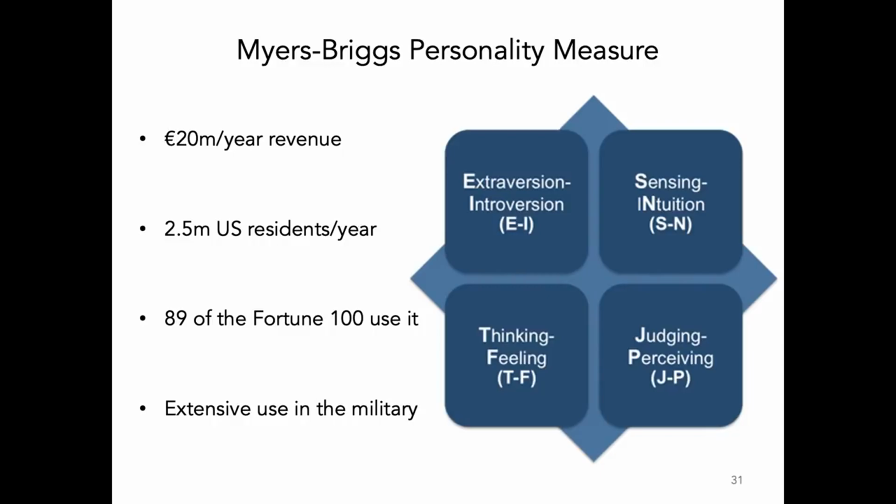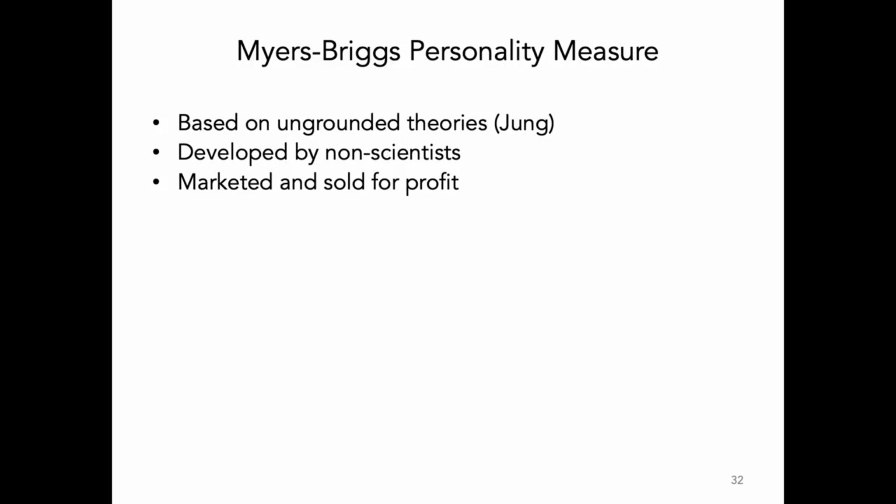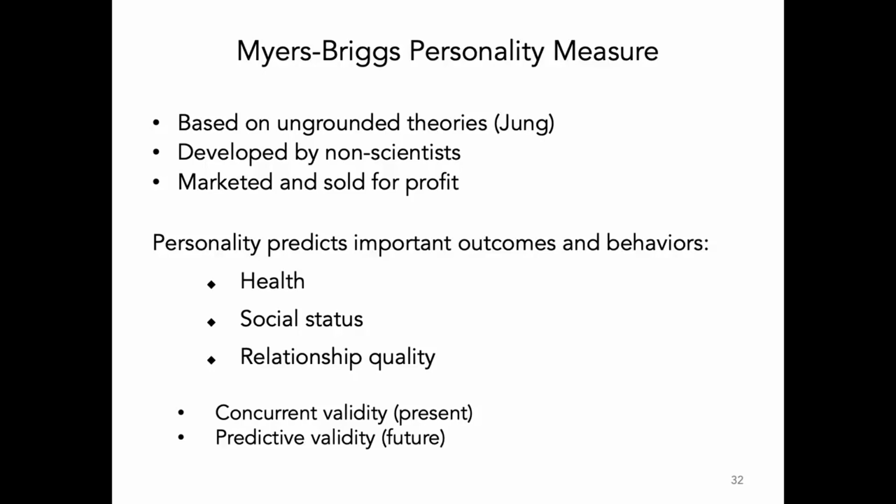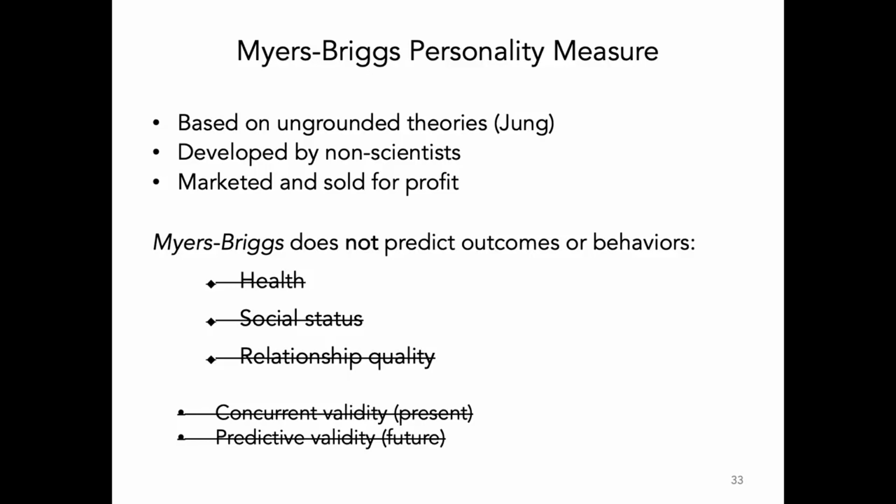However, it was based on ungrounded theories that are not amenable to correction and updating. It was developed by non-scientists. And also, it being marketed and sold for profit should give you pause. There's good evidence, and I'll show you in more detail later, that personality predicts important life outcomes and behaviors. That's the concurrent and predictive validity component. But the Myers-Briggs does not predict any of these things. And therefore, something is really wrong.